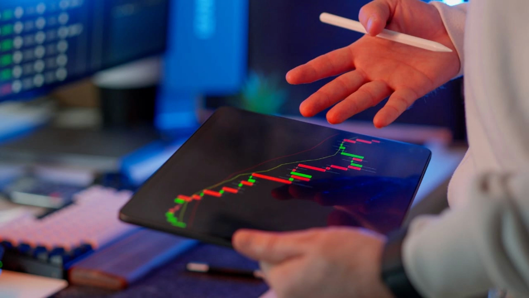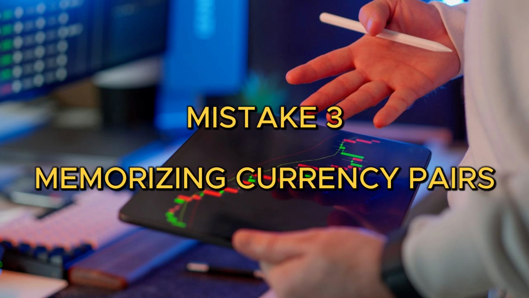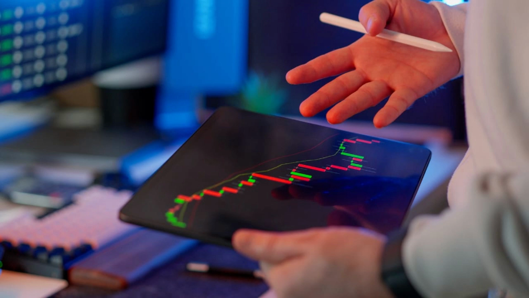The third mistake is memorizing pair names without understanding what they actually mean. It's easy to remember names like EUR/USD or GBP/USD, but what really matters is knowing how to interpret them. Forex is not about memorization, it's about understanding. When you understand what a currency pair represents and how its price works, everything else becomes much easier to learn.